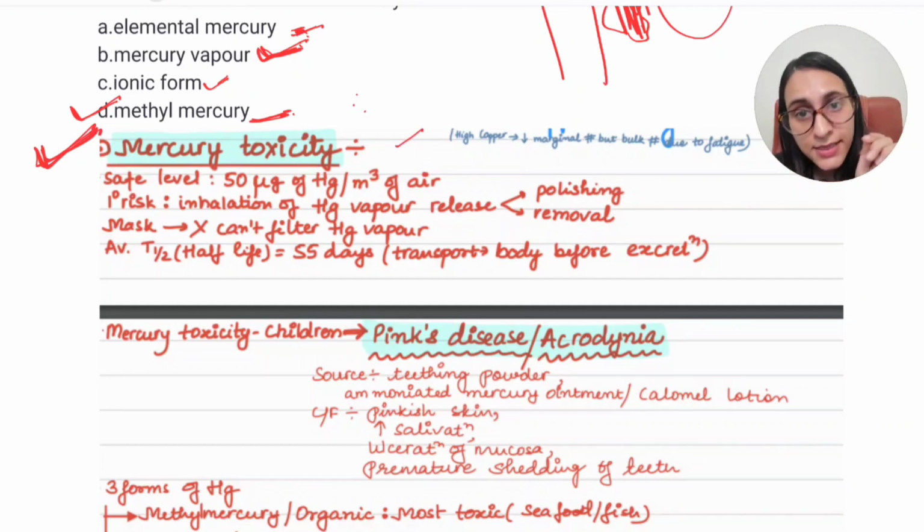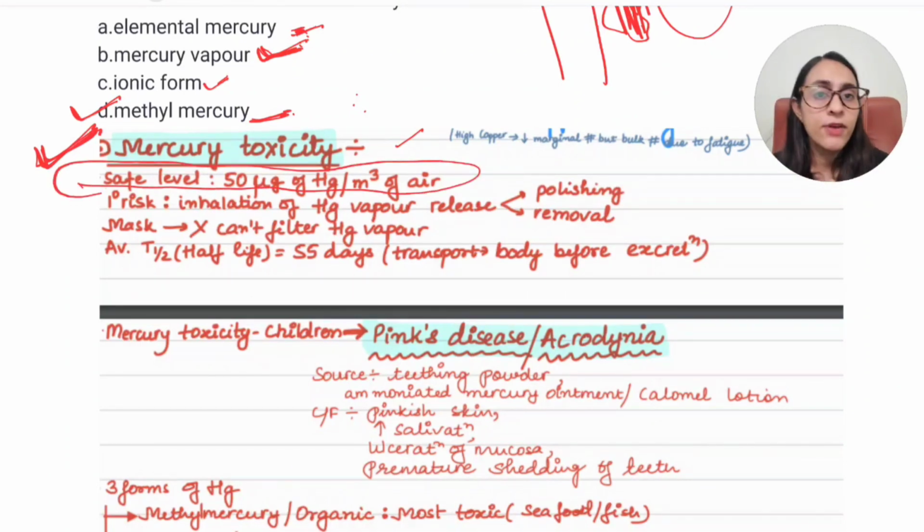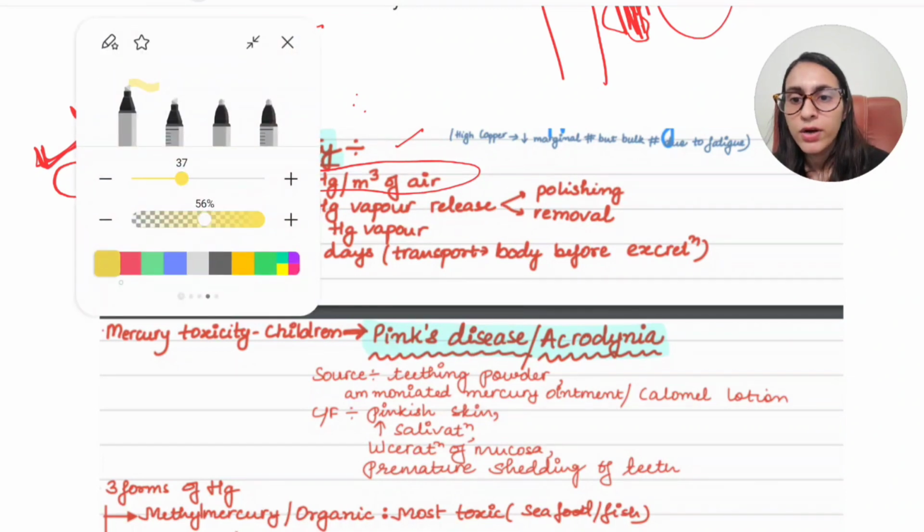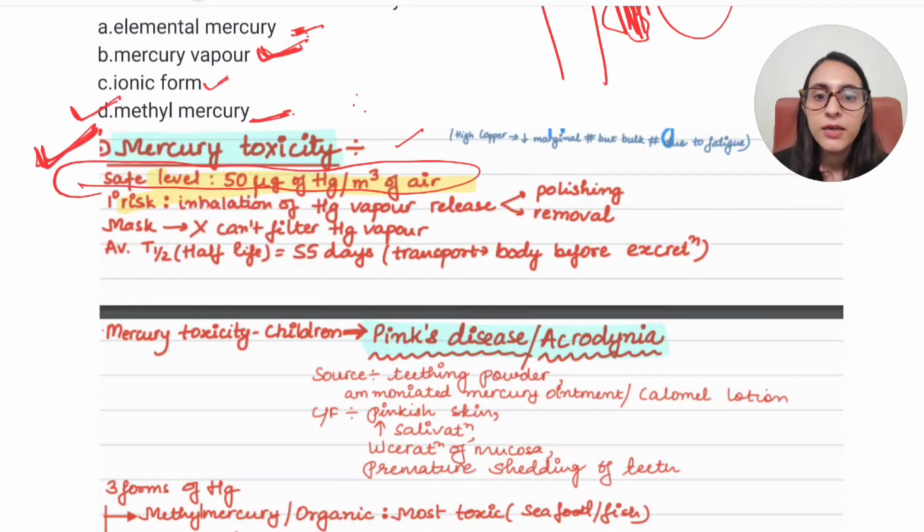Again, one of the questions in this exam is on the safe level of mercury toxicity. What is the safe level? We will be studying this question, and in this 2019 paper there is a question asking what the safe level is. The safe level is 50 micrograms of mercury per meter cube of air. The primary risk is inhalation of mercury vapors while you are removing the amalgam restoration or polishing it. A mask cannot filter the mercury vapor.